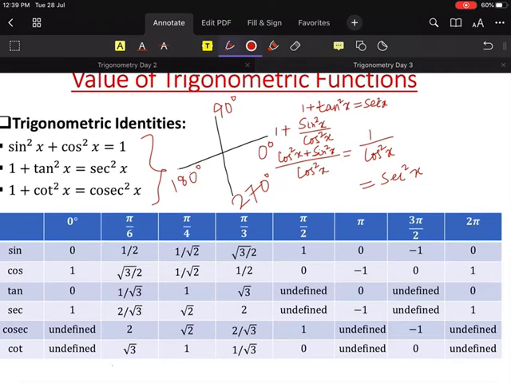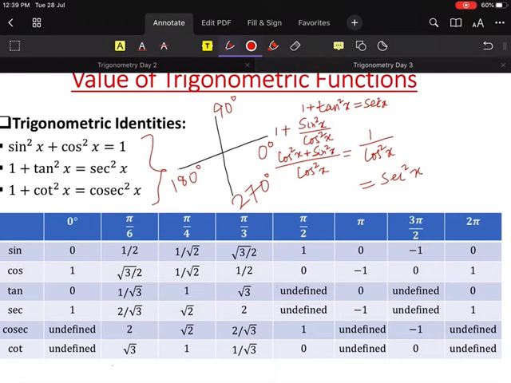Yes. Now let's do the cos ones. Cos 0 is 1, because we see only base. There is no perpendicular. Cos 0 is 1. Cos 30 is how much? Cos 30 is root 3 by 2. Sin 60 and cos 30 will be the same. Cos 45 is 1 by root 2. Cos 60 is 1 by 2.